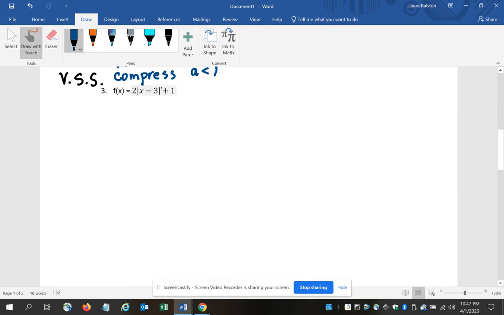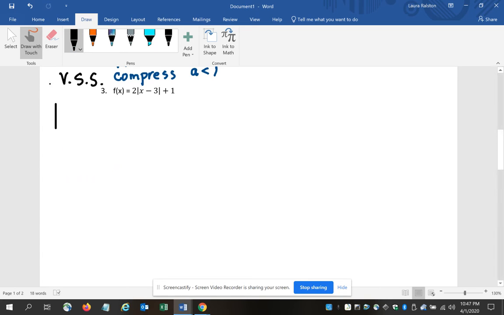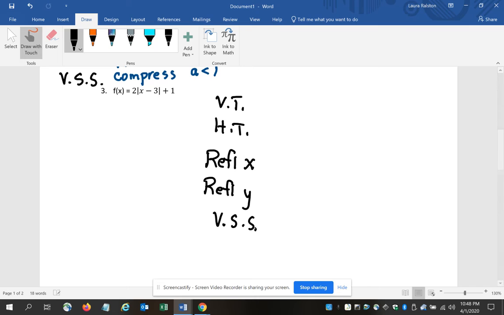Okay, the third one, f of x equals 2 times the absolute value of x minus 3 plus 1. And again, we can set up our little table and go through the pieces. We have our vertical translation, horizontal translation, whether or not there's a reflection on x, whether or not there's a reflection on y, and the vertical stretch or shrink.